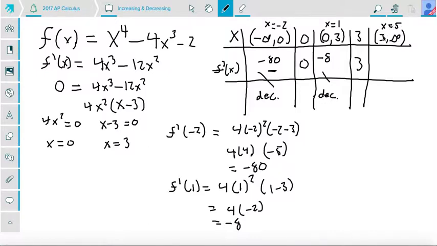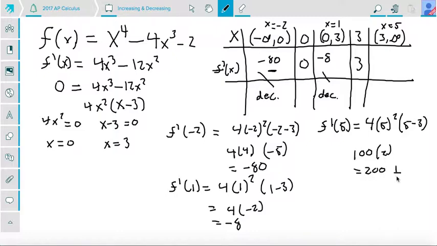And lastly, we have x equals 5. So we'll test that. f prime at 5 will equal 4 times 5 squared times 5 minus 3. So that'll give us 5 times 5, that's 25 times 4, that's 100 times 2, which will give us a positive value of 200. So this will be 200, it's positive, so that would be increasing.